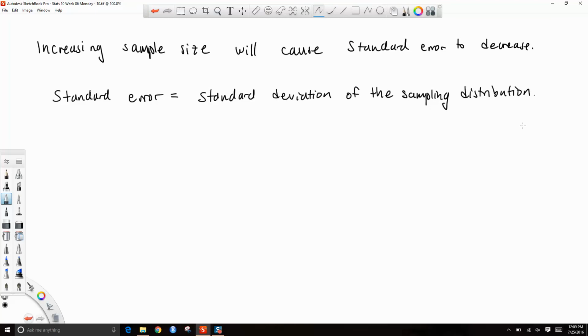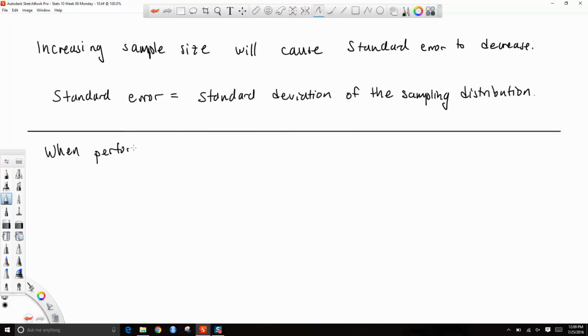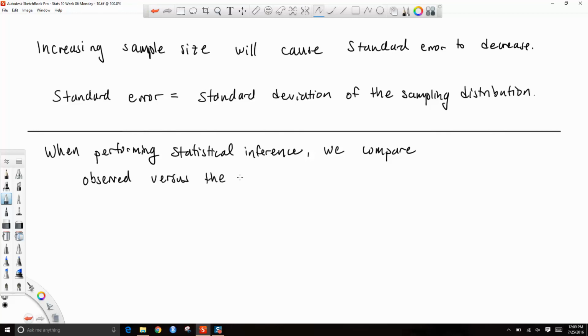And when performing statistical inference, it's important that we know the kind of variation that exists. When performing statistical inference, we compare the observed, the reality, versus the expected, right? Okay? And that difference between the observed and the expected is deemed significant if it is much larger than the standard error, right? If it's like twice or 3 times bigger than the standard error, okay?